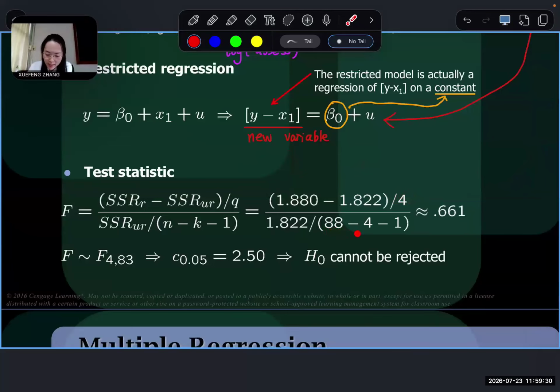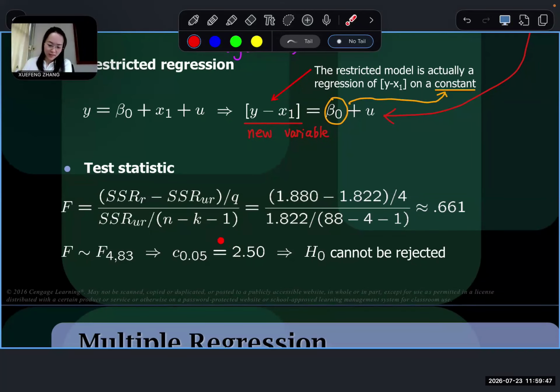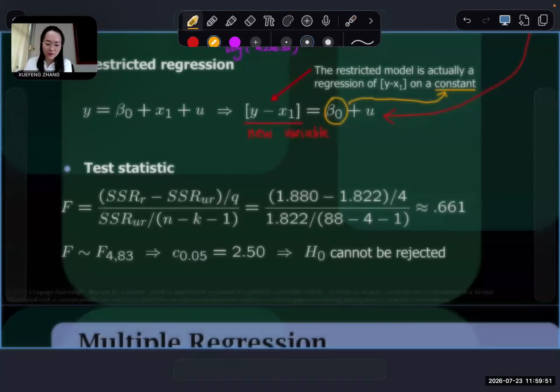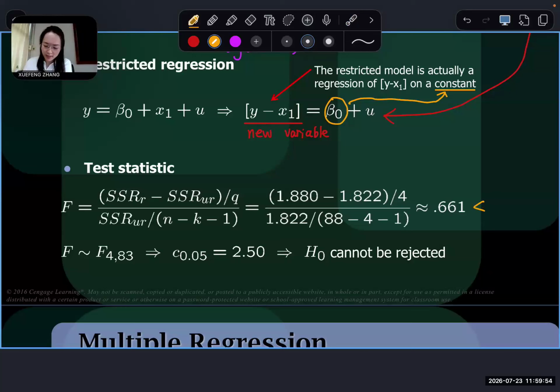This is n minus k minus 1. And if we plug in numbers, we will have our F statistic, which is approximately equal to 0.661. What does it mean? We take the critical value at 5%, which is 2.5. Okay, so here, this one is less than 2.50. So basically, our null hypothesis cannot be rejected.